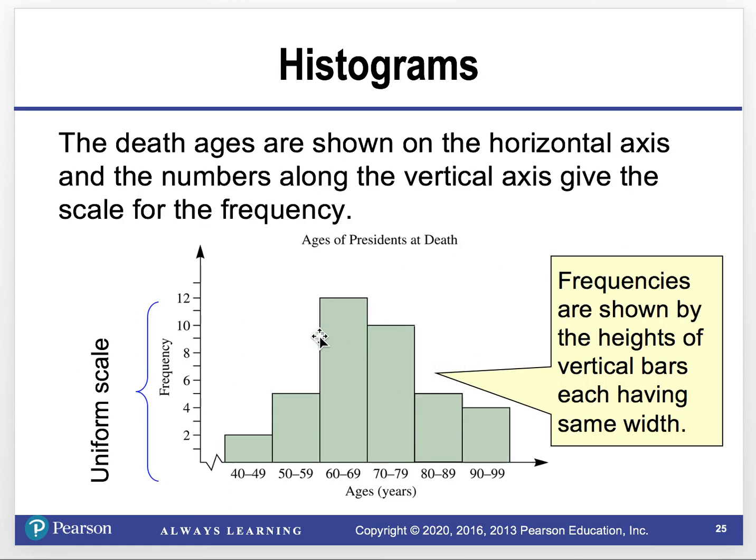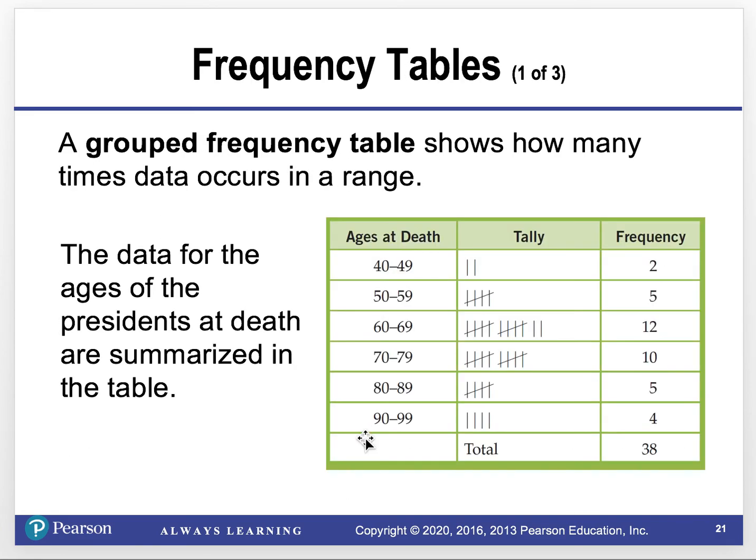Okay. So here we're still doing the ages of presidents' deaths, so still all that information from that table. They've just made a histogram. And when you create a histogram, the first thing you're going to do is make a frequency distribution table. So let's look back for a minute at this table.